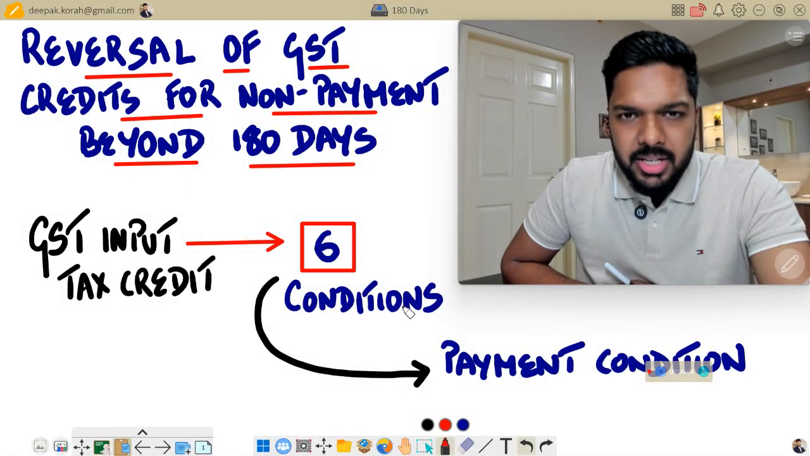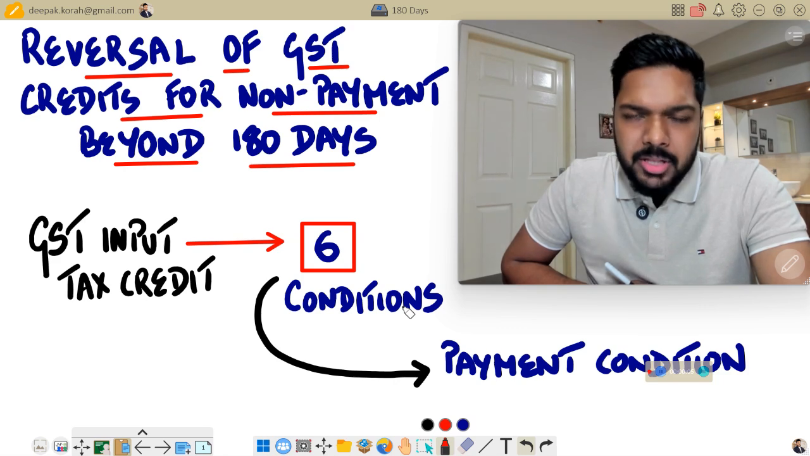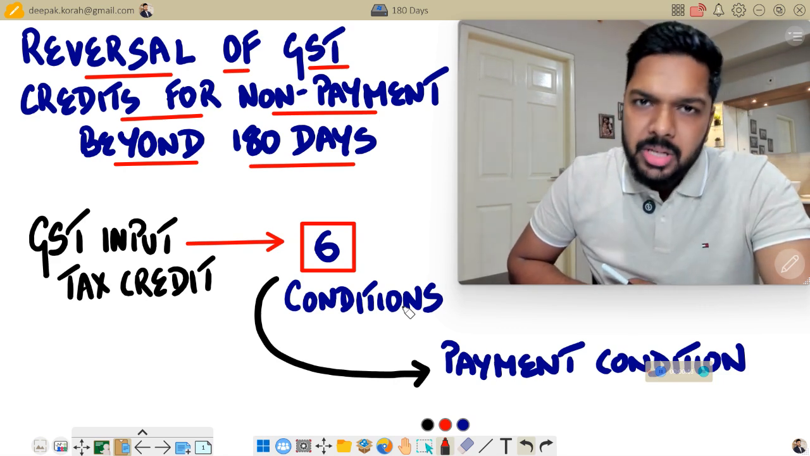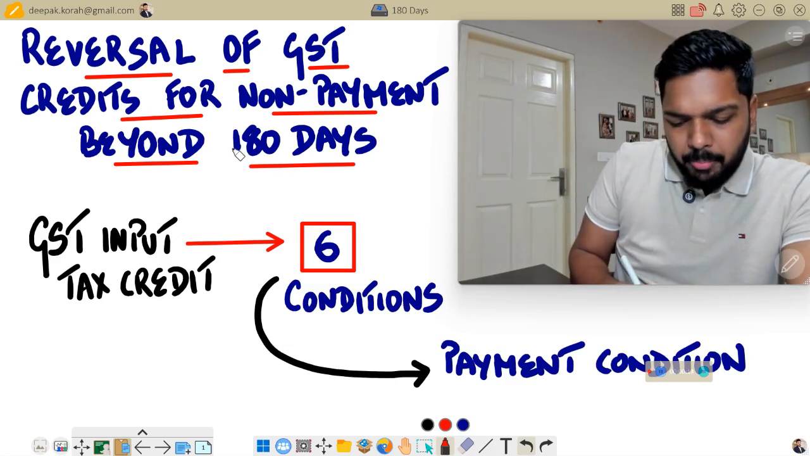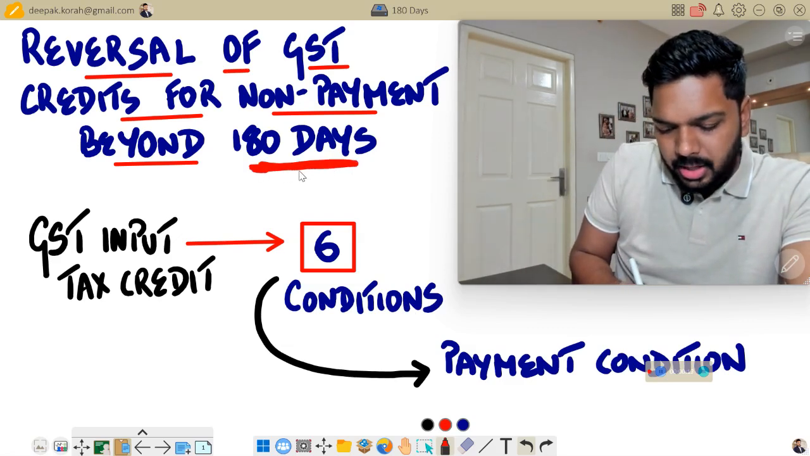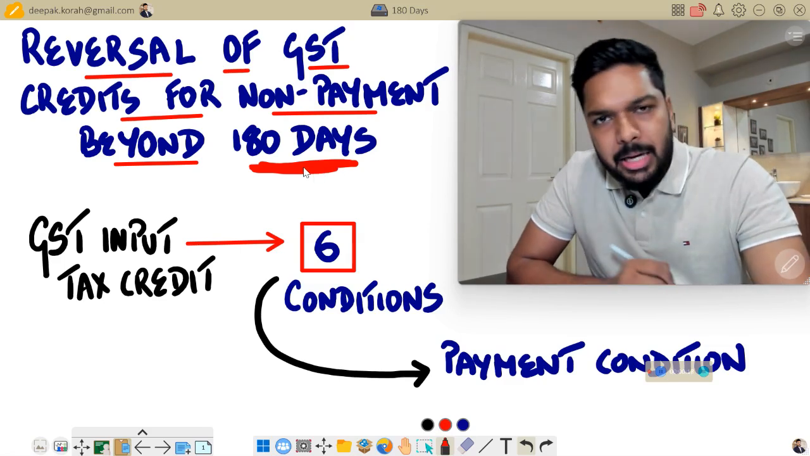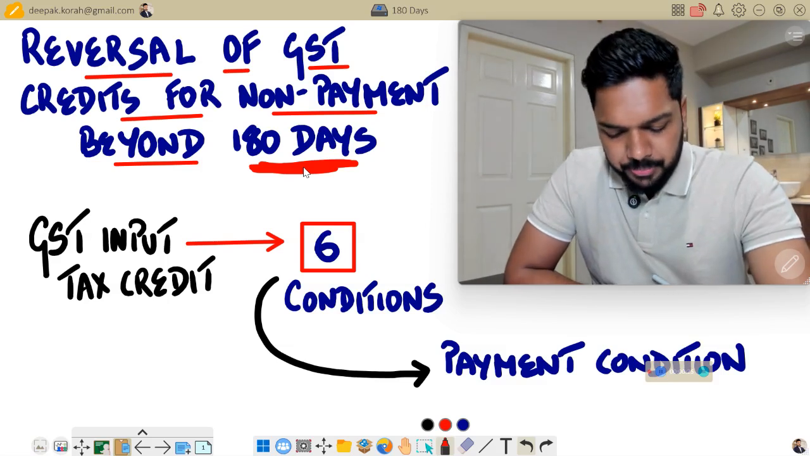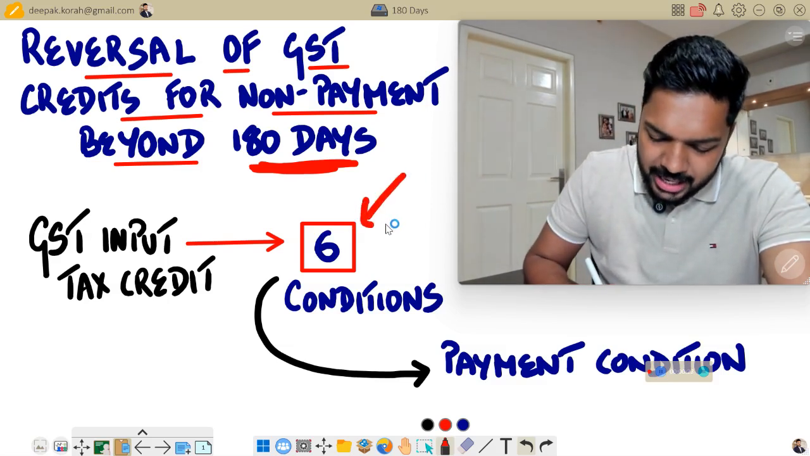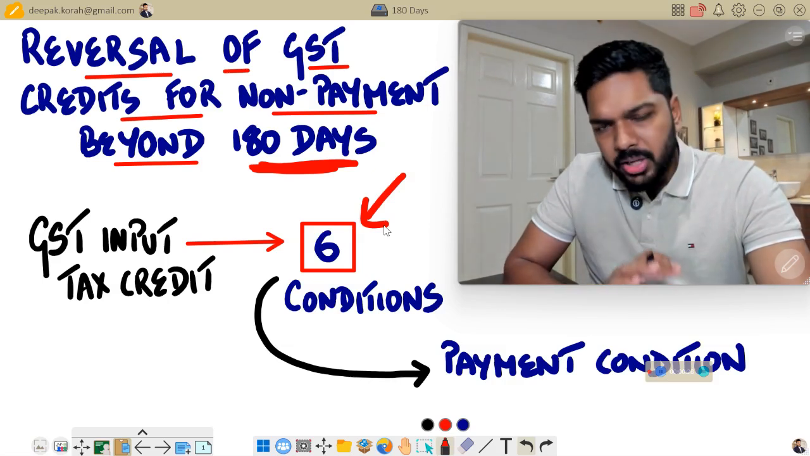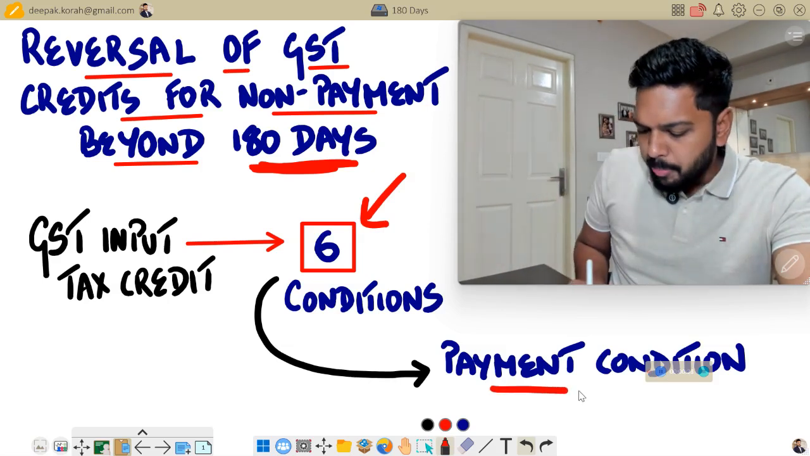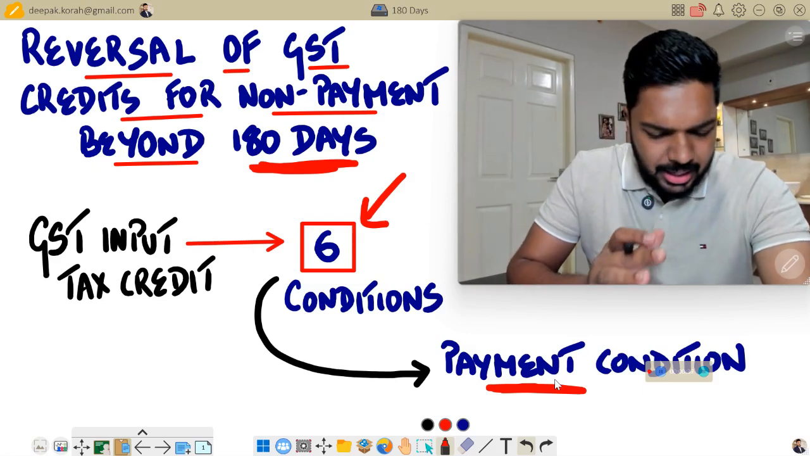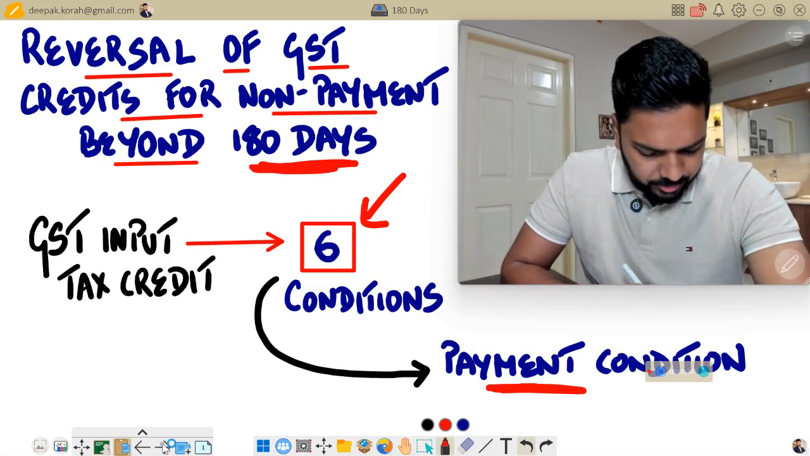So in this video, we'll try and understand the reversal of GST credits that is availed on purchases when there's a non-payment by the recipient to the supplier beyond the 180 days period. Now, generally for availing any input tax credit of GST, what you pay on your purchase of goods or services, there are 6 main conditions attached to it. But in this particular video, we'll discuss an additional condition with respect to the payments to be made by the recipient to the supplier. And to understand this further, let's take the help of an example.